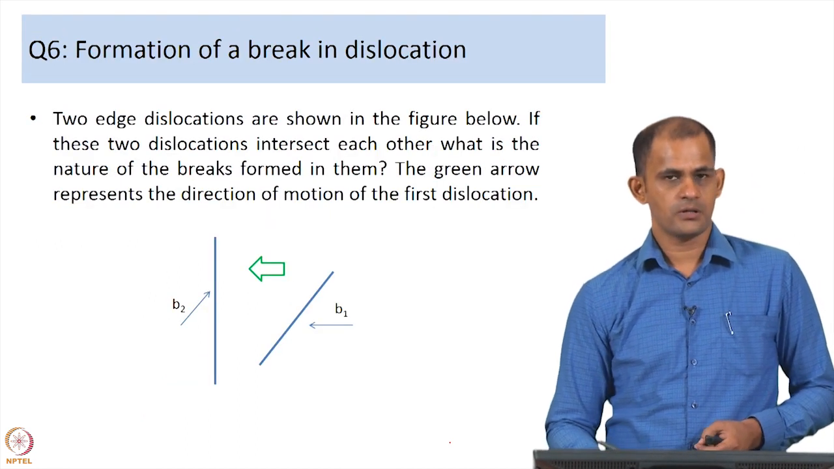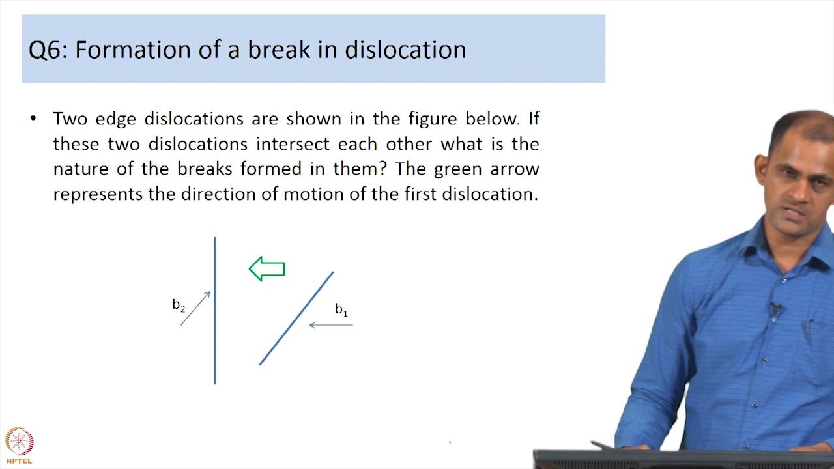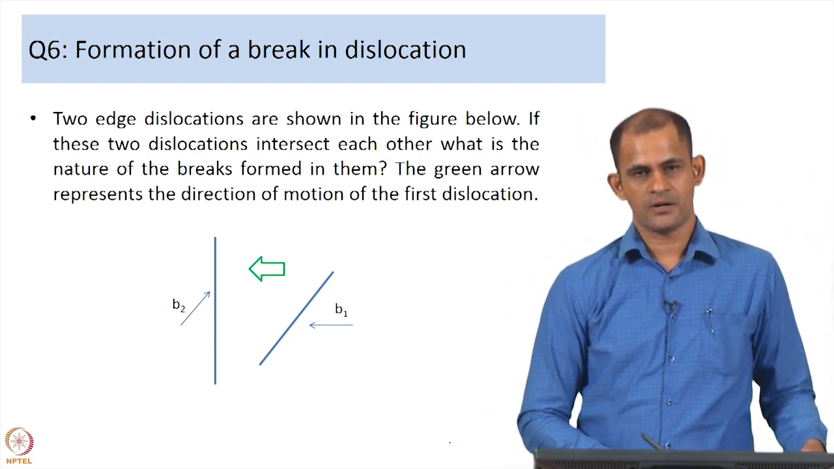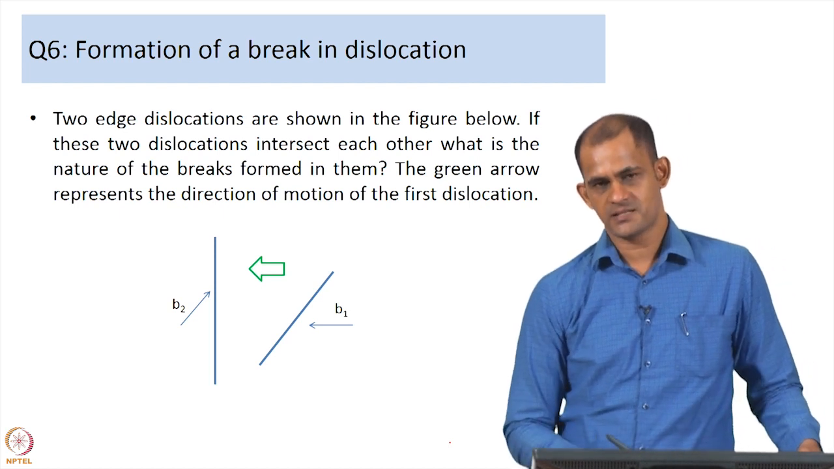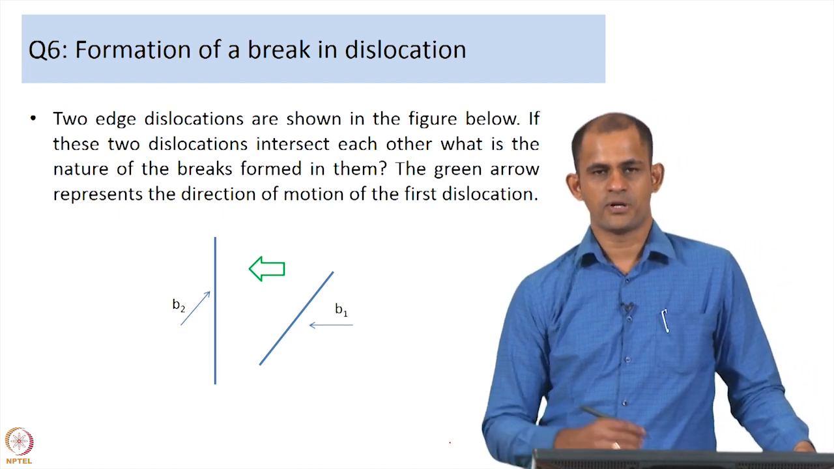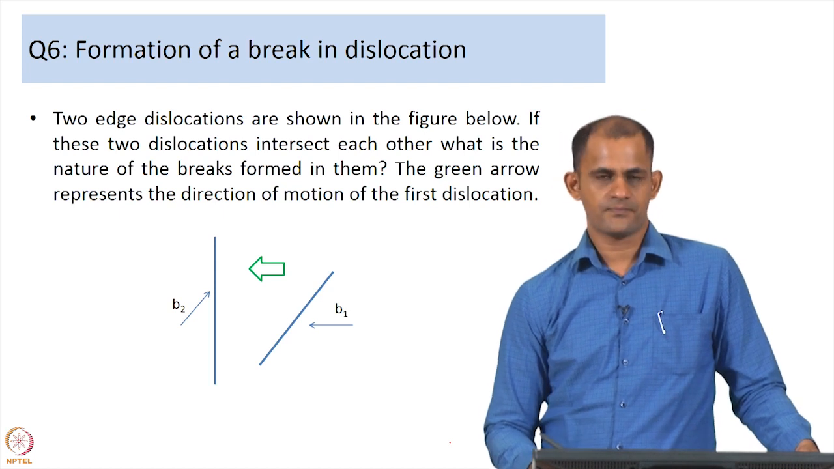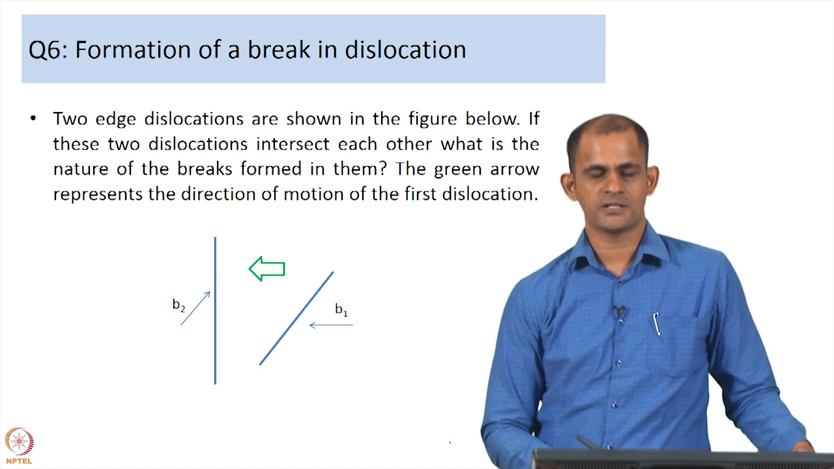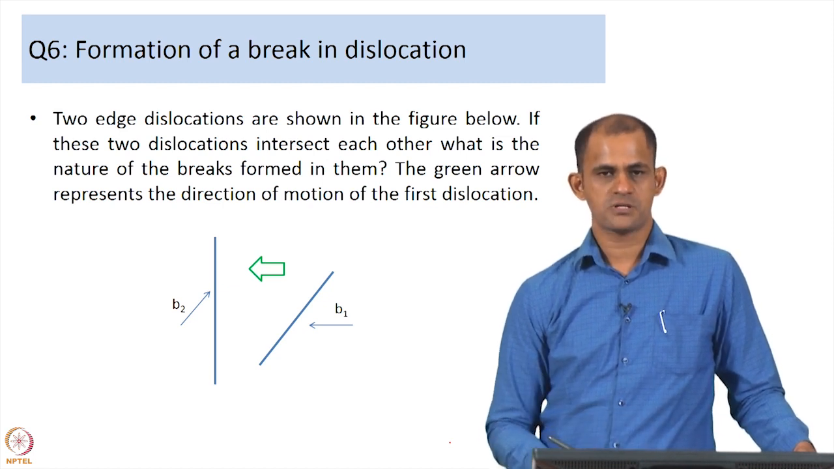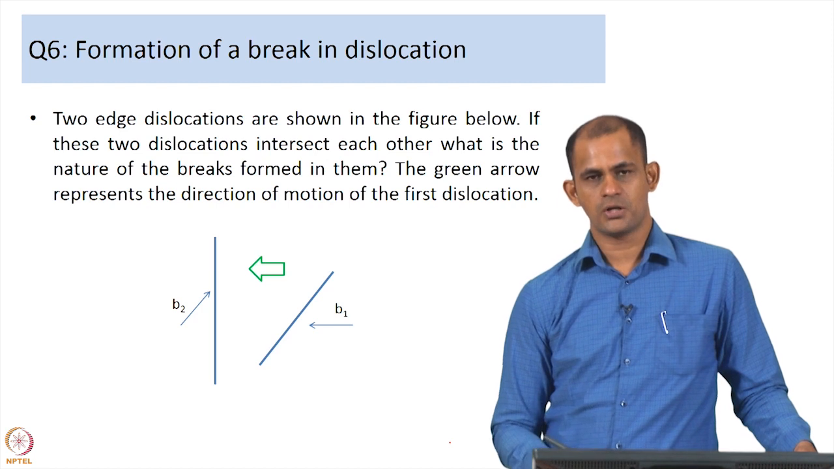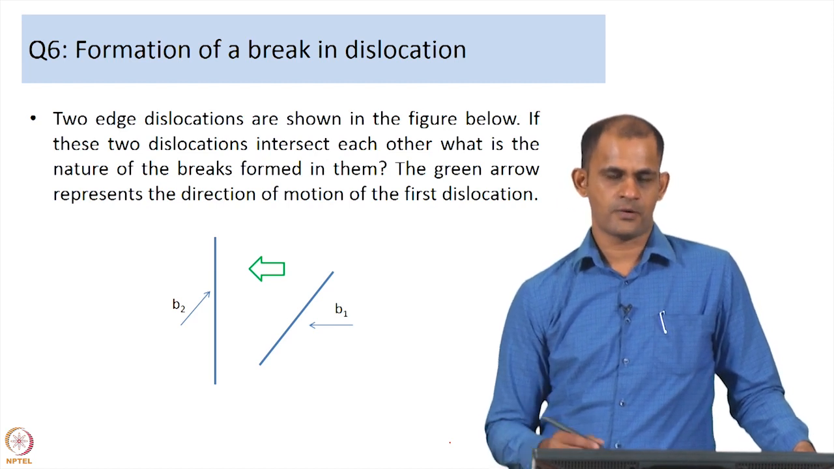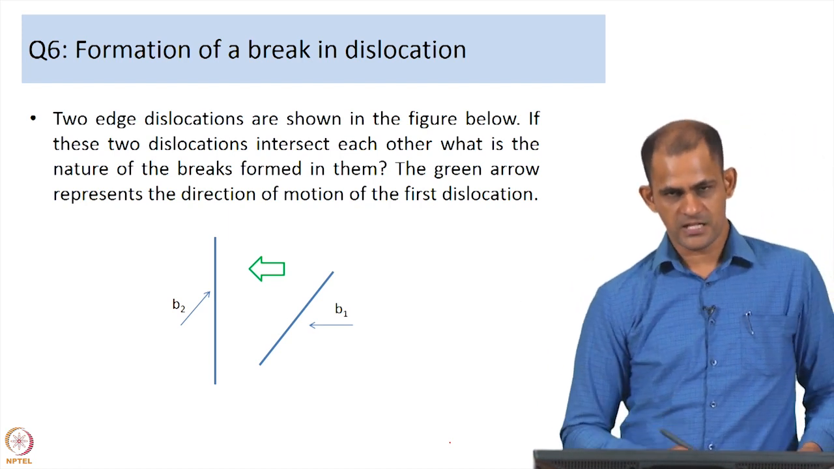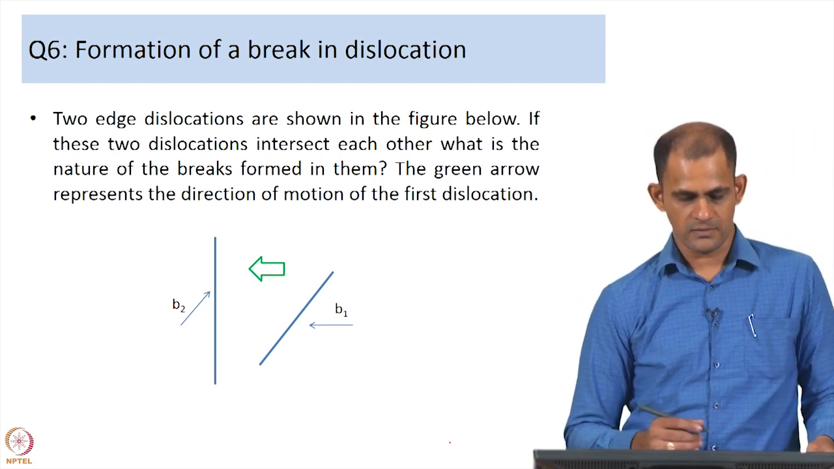Now, continuing with concepts on dislocations, let us revisit the concept where we talked about the formation of breaks in dislocations. If you recall, we talked about the formation of jogs and kinks when dislocations intersect with each other. Of course, there are certain rules for the formation of a jog and for the formation of a break in a dislocation. We will get an understanding of that by solving this problem.